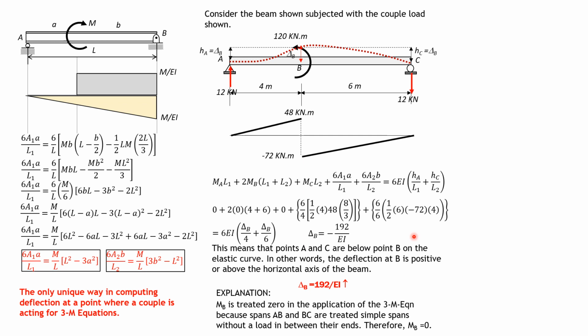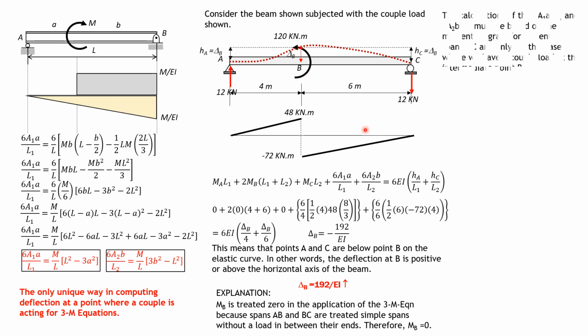MB is treated zero in the application of the three-moment equation because spans AB and BC are treated as simple spans without a load in between their ends. So when there are no loads in between the ends of a simple span, it means that the moment at either support should be zero. So there will be no MB.